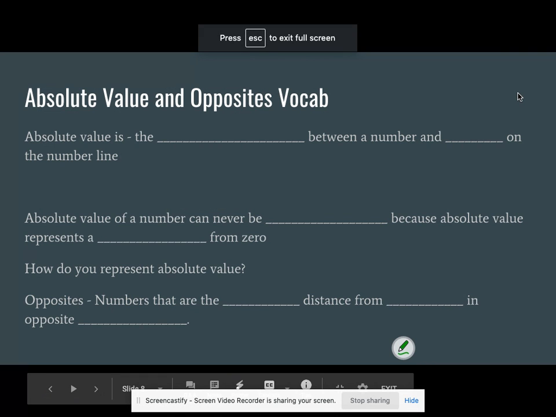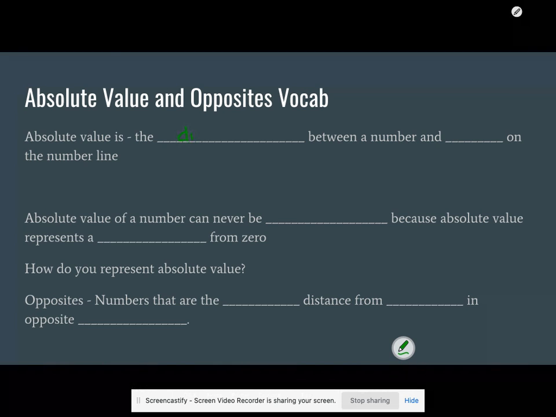All right, absolute value and opposites vocab. So absolute value is the distance between a number and zero on a number line. Absolute value of a number can never, very important, be negative because absolute value represents a distance from zero.